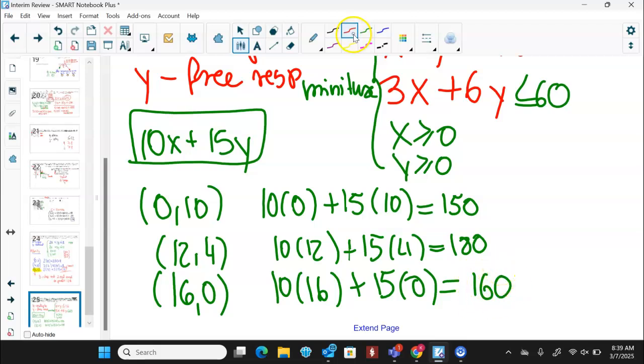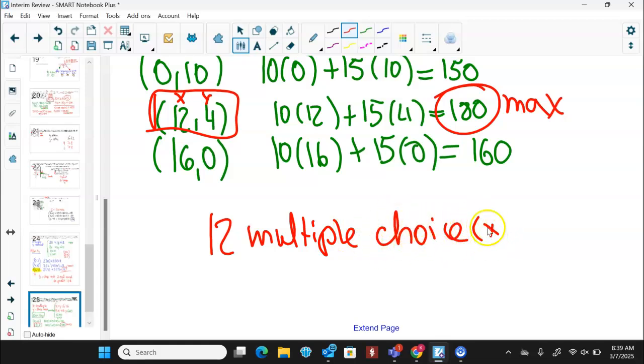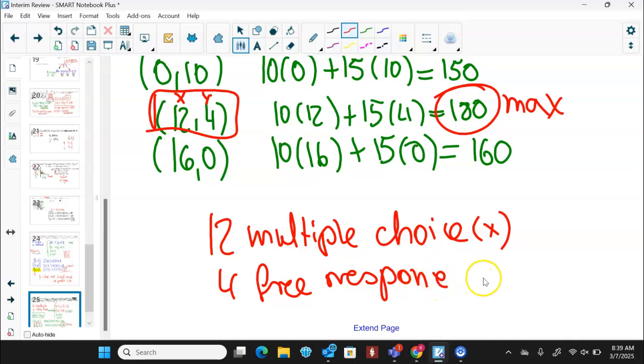So the maximum amount of points is obviously 180. It's your maximum. So what does that represent? X and Y. So to get the highest score, she would have to answer 12 multiple choice questions, because that's what X represented, and 4 free response questions to get a maximum of 180 points. Okay, that's all. Thank you.